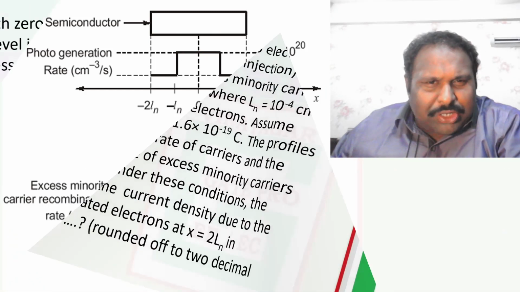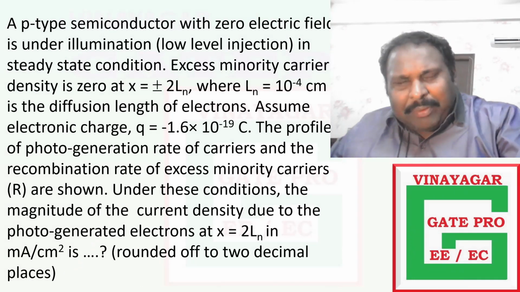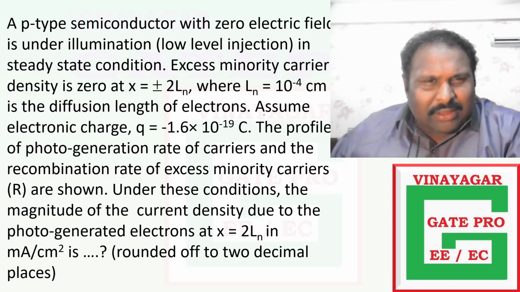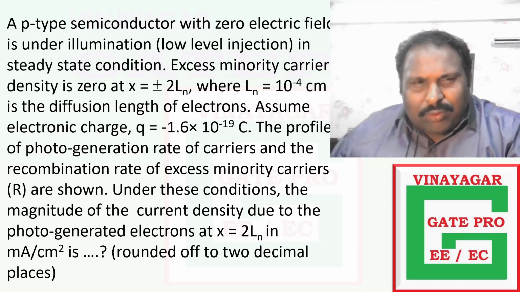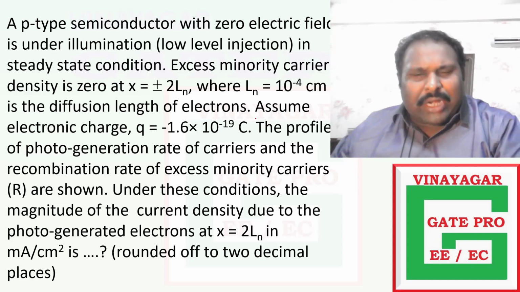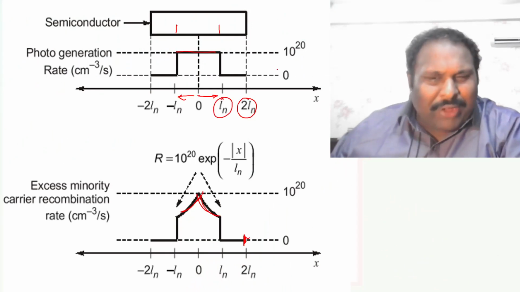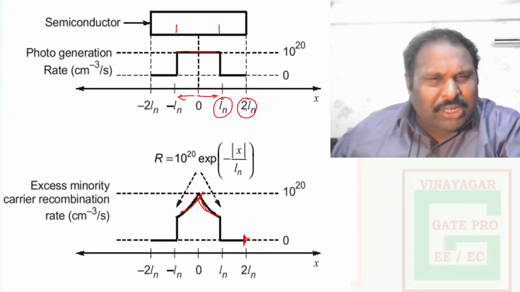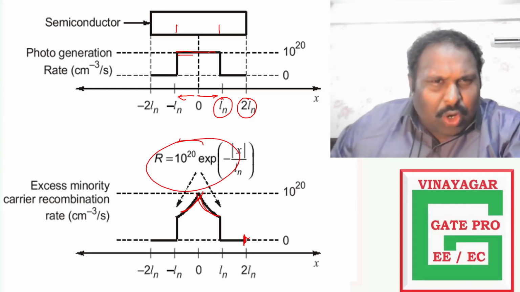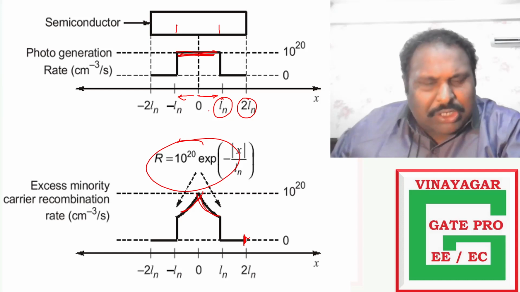Excess minority carriers are becoming 0 at x equal to plus or minus 2 Ln, where Ln is the diffusion length. The profiles of the photo generation rate and the recombination rate are shown. Recombination is very clearly exponential here. Generation is constant. So for this constant generation, you find an exponential recombination.